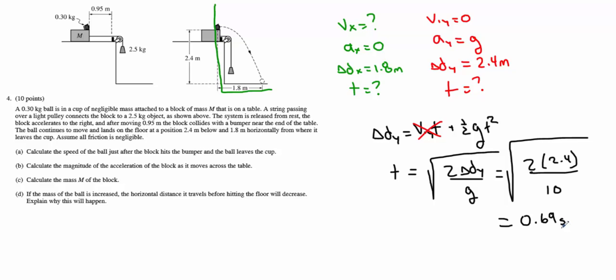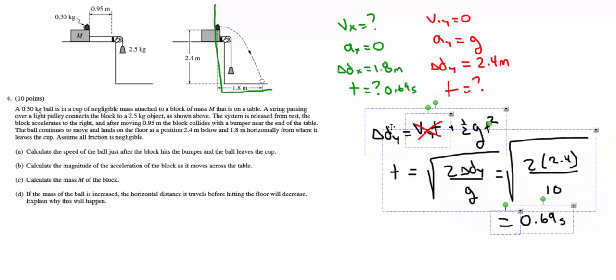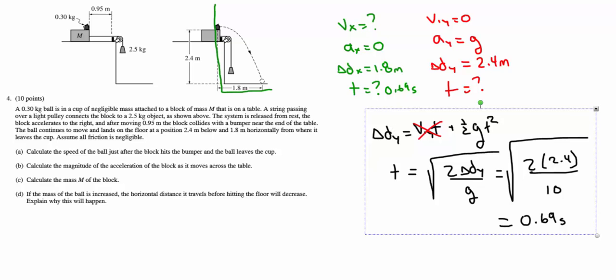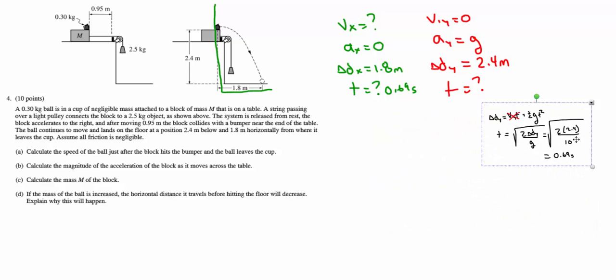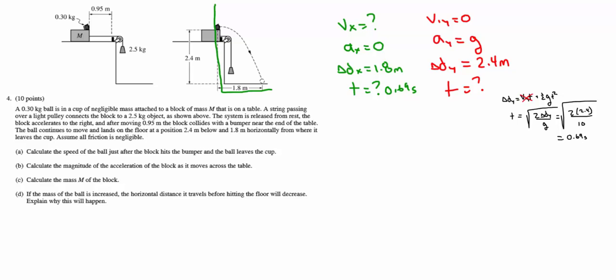Now, of course, that's not the end of the problem. We now need to recognize that time, because it's a scalar term, exists in both dimensions, 0.69 seconds. And so now I do have all of the variables I need to have. I can solve for x by using the average velocity is distance over time equation, and that's what I'm going to do. So the average velocity is Vx because it doesn't change, which is equal to the change in distance in the x over time.